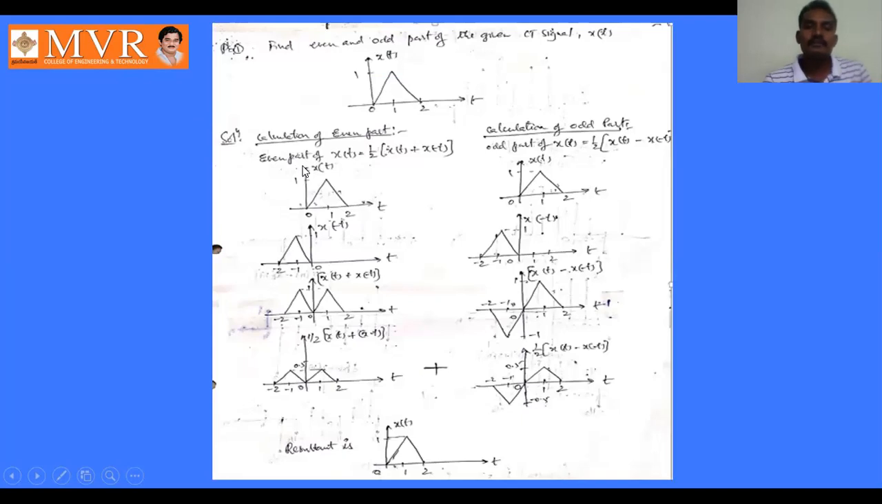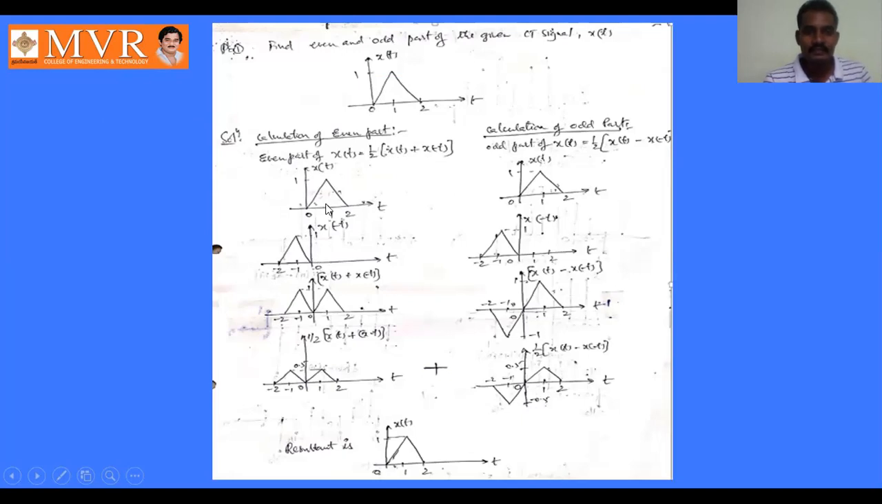So how to find out the even part of x of t? By using the formula, x even of t equal to half of x of t plus x of minus t. What is x of minus t? It is nothing but a time reversal of x of t. So first of all, we'll draw the x of t waveform. X of t is this one. Its amplitude is 1. It is varying from 0 to 2. So from this, we will sketch the x of minus t, that is the reflected image or mirror image, x of minus t.